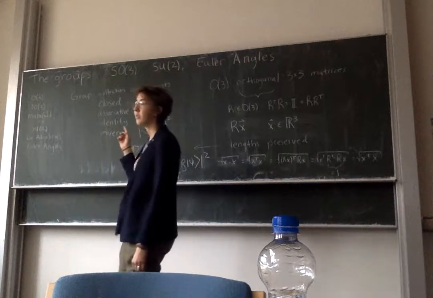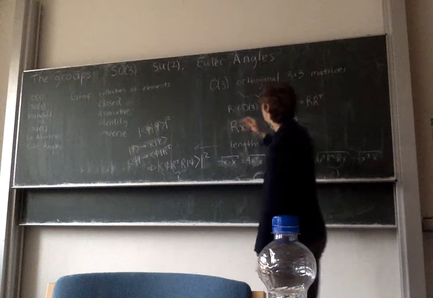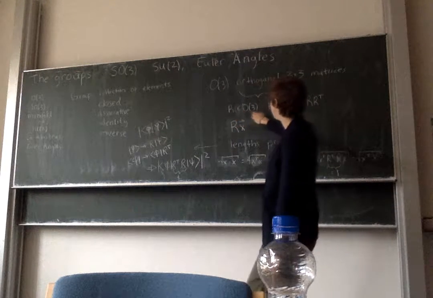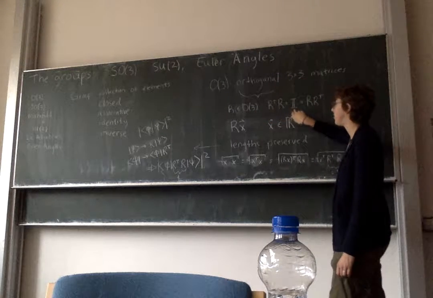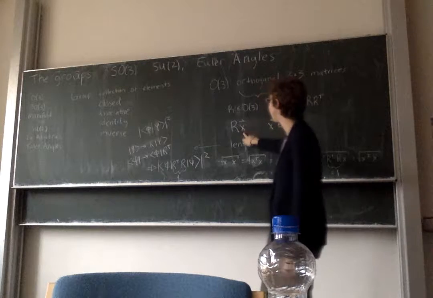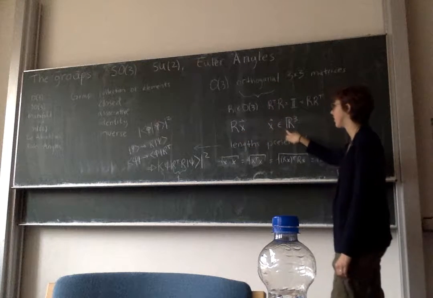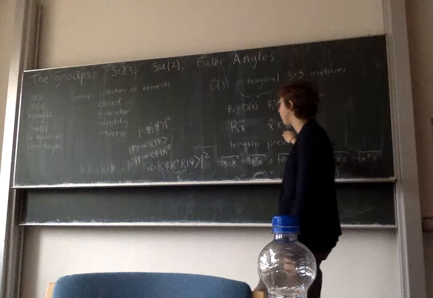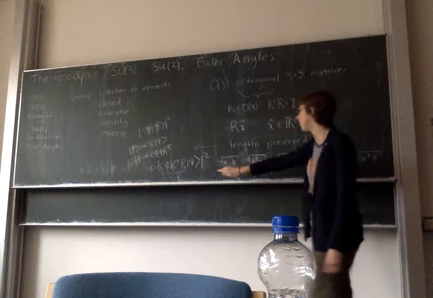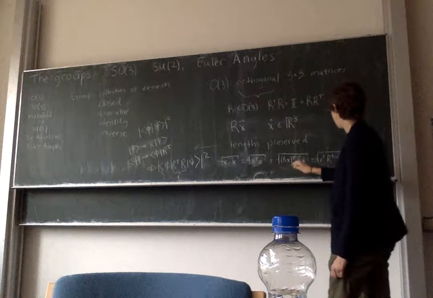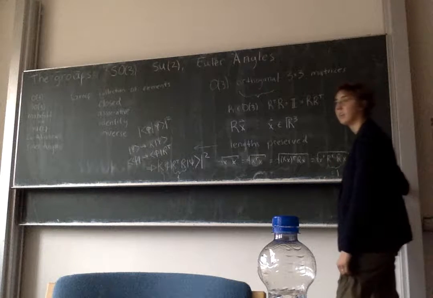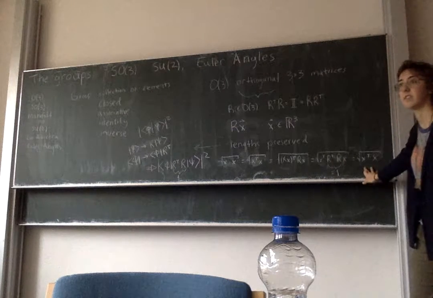SO3, we have to start with O3 first. O3 is the group of orthogonal 3x3 matrices. Orthogonal means you take an element in the group, multiply it by the transpose, and you receive the identity. These matrices act on vectors, and these vectors are in R3. This group has a property that lengths are preserved, and you can see this mathematically here. So take some length, and then we're utilizing the orthogonality property in order to get back to the same length. Does that make sense?